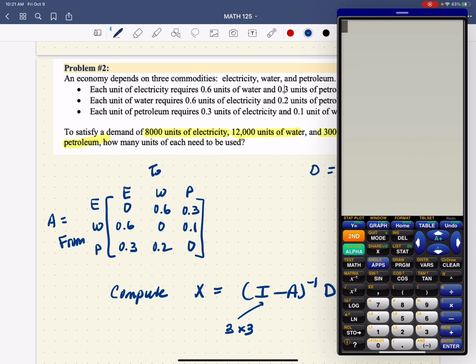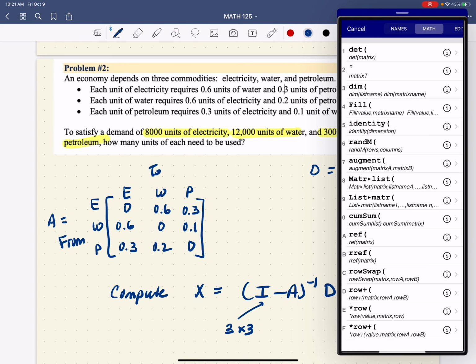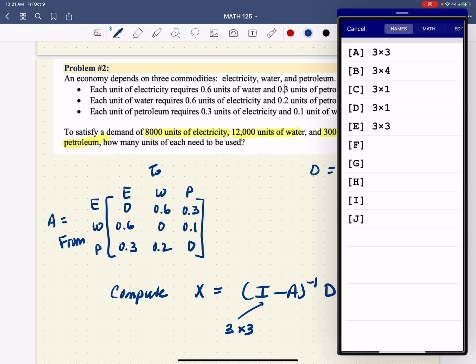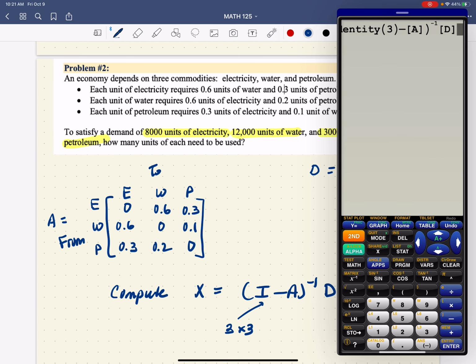So going back out to the main screen here, I want to do this big complicated inverse. I got to use a left parenthesis. And I go to the matrix menu. Identity is under math, and it's number 5. So identity 3 minus matrix A, and somehow it looks like I got an extra minus in there. Okay, that looks good now. Okay, inverse. So all of that is the I minus A inverse, and then I'm going to multiply that by D. And there's our answer.